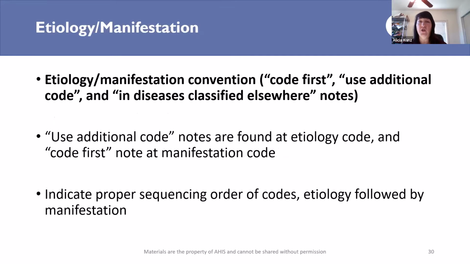Then we have etiology and manifestation codes. You'll see the instructional notes for code first, use additional code, or in diseases classified elsewhere. When you see the term use additional code, you're going to see that at the etiology code, and then the manifestation code will tell you to code first the etiology. It tells you how to sequence those, and basically, it's always going to be etiology followed by the manifestation.